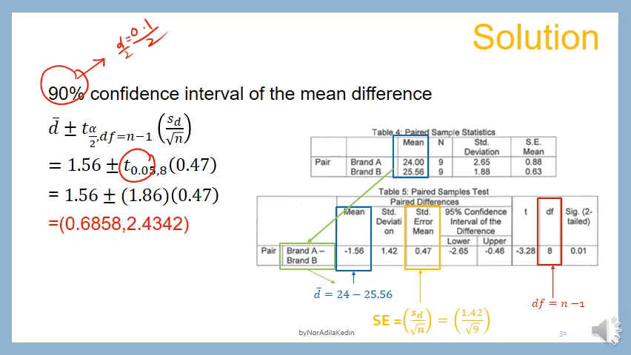So standard error, okay, ini tadi standard error daripada table 0.47. So you substitute masuk sahaja. Okay, mana dapat 1.86 ni daripada T distribution table. Awak pergi ke alpha 0.05, degree of freedom 8, nanti dapat 1.86. Alright, so this is for paired sample lah.